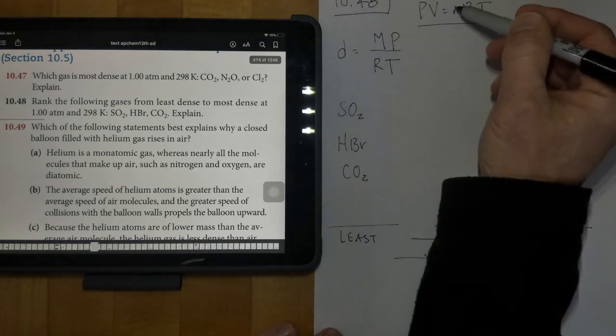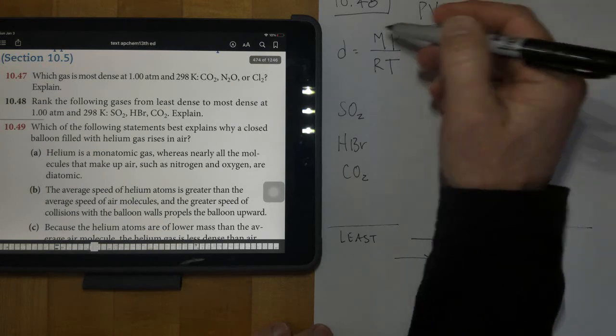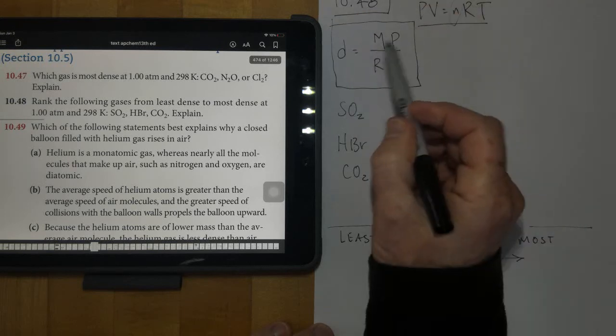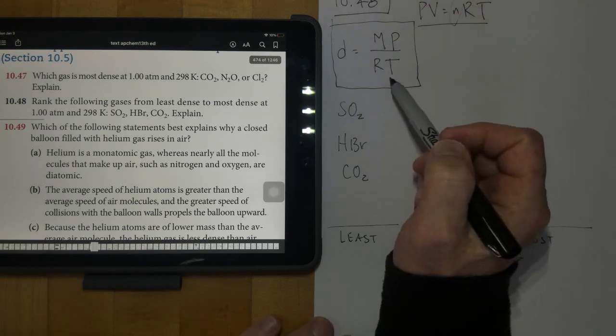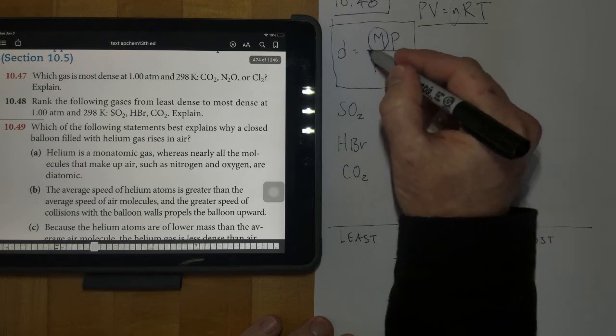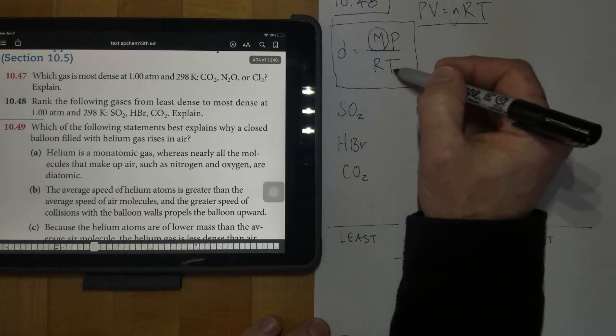know that you can substitute in here mass over molar mass and then solve it for mass divided by volume, which ends up with the density for a gas equation. And density is equal to MP divided by RT. And so MP stands for molar mass times pressure divided by R, the universal gas constant, times T.